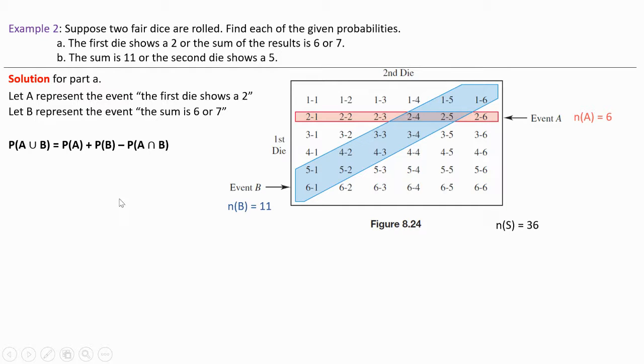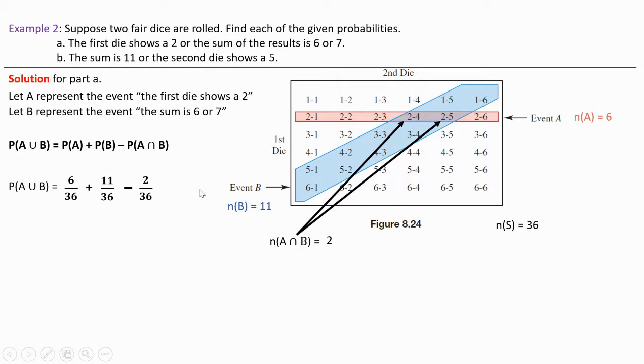So let's plug it into the formula here. It'll be 6 over 36, right? That's for event A, 6 over 36, plus 11 over 36. Now, where do they intersect? Here's my intersection, right? My intersection of A and B is the 2 and the 4, because it belongs to both sets, and the 2 and the 5. So there's going to be 2. So that means there's going to be minus 2 over 36.